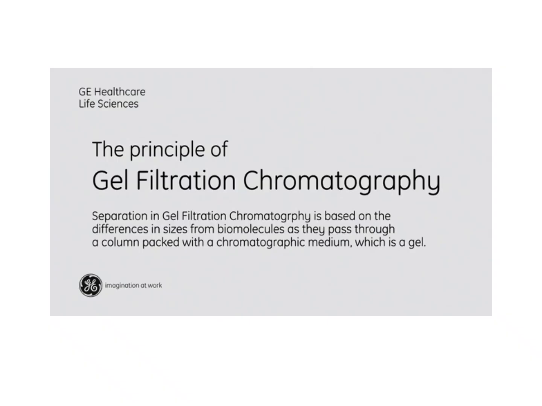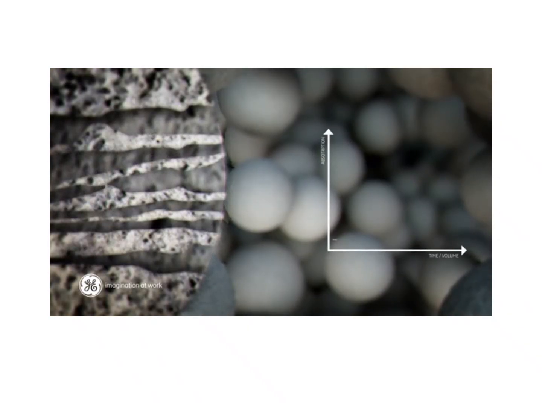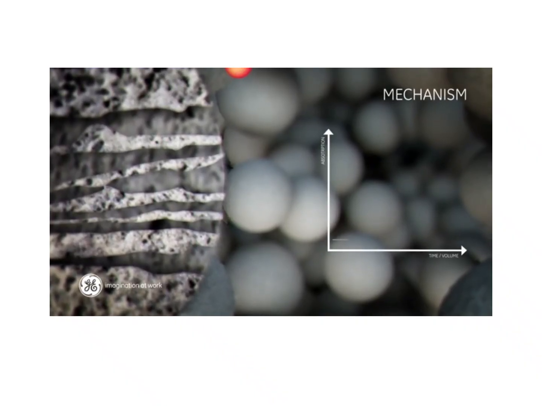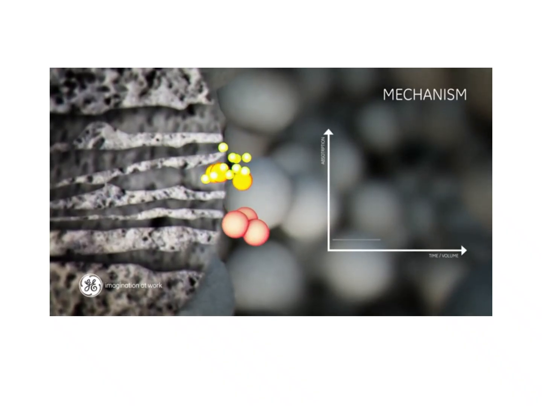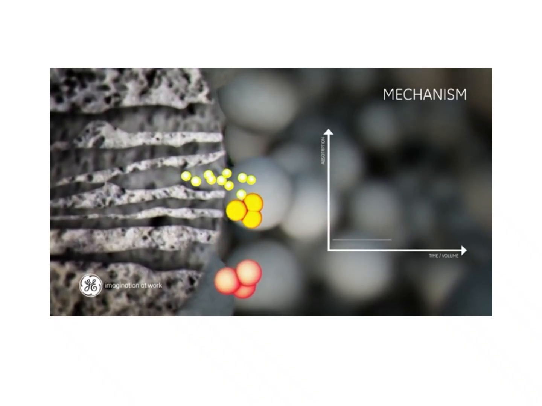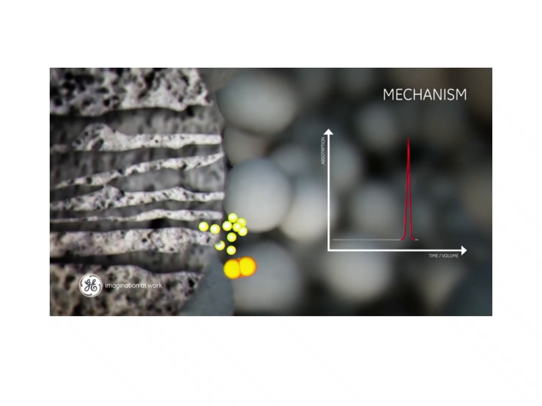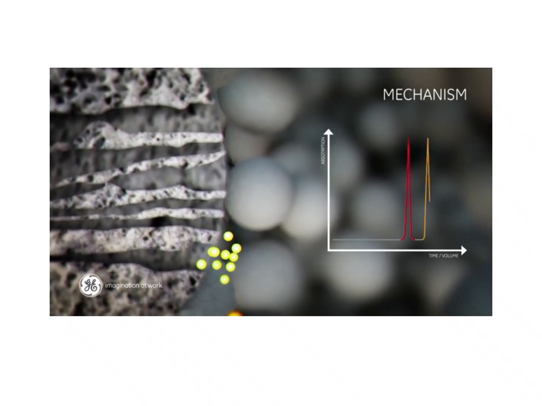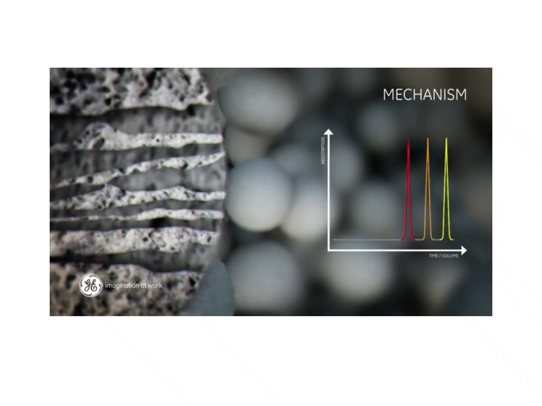Separation in gel filtration chromatography is based on the differences in sizes of biomolecules as they pass through a column packed with a chromatographic medium, which is a gel. Molecules larger than the pores in the gel are unable to diffuse into the gel and are confined to the solution surrounding the beads. Molecules which range in size between the very big, excluded from the gel, and the very small can penetrate the pores to varying degrees based on their size. Access to the pores is limited by steric hindrance. If a molecule is smaller than the smallest of the pores in the gel, it will be able to enter the total pore volume. So that's size exclusion chromatography.